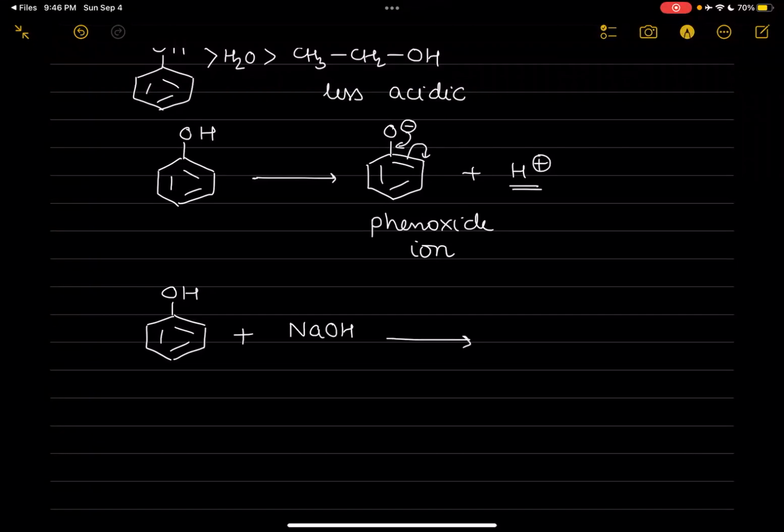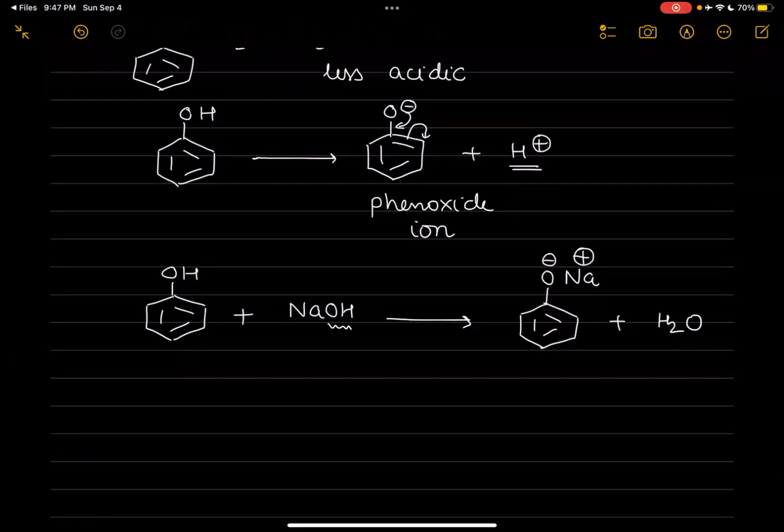Is it clear, Darshan? So this is the base, and the base will take away H plus. So you have O minus Na plus. Right. So phenol is soluble in NaOH. It reacts with NaOH because it forms a salt. So I hope this is clear. And this proves that phenol has acidic hydrogen.